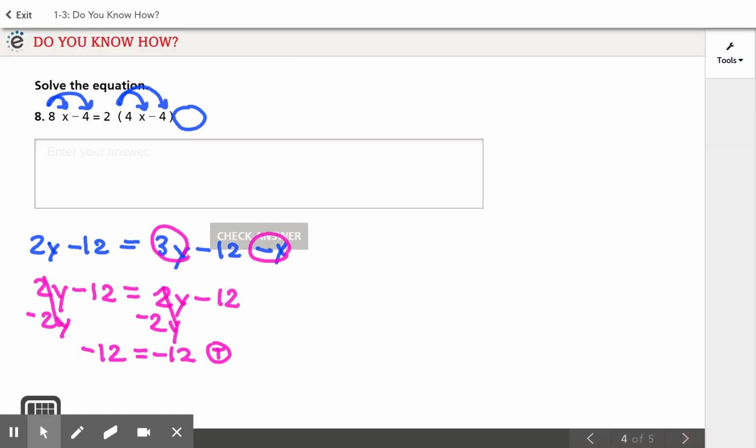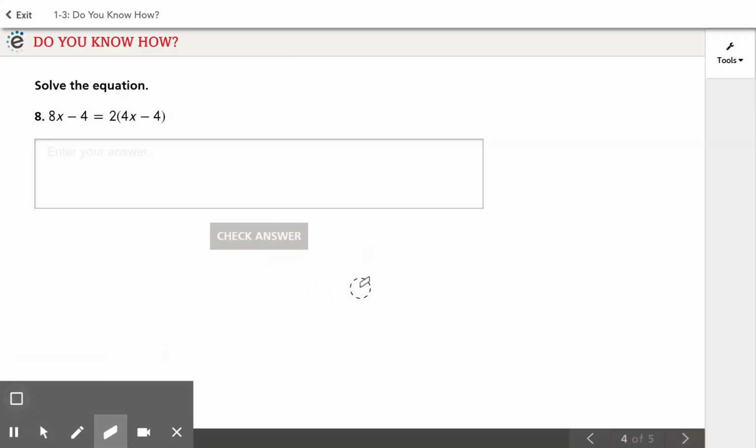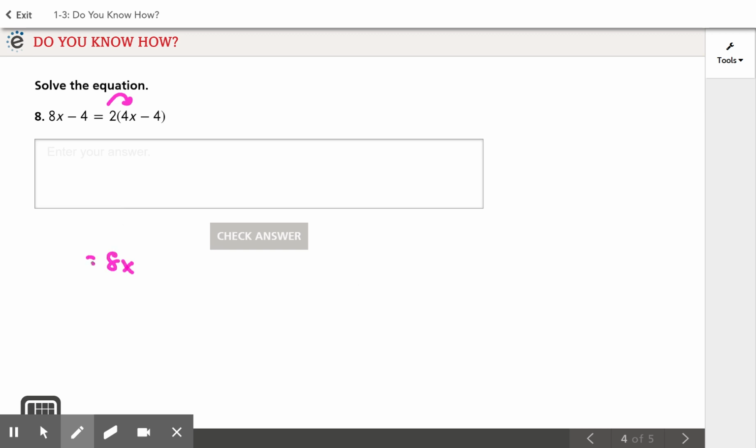Now, lastly, we have 8x minus 4. You have to multiply. So 2 times 4x gets us 8x. We don't have to do anything to the left because there is no distribution. 2 times negative 4 is minus 8. So minus 8x. Please do not forget that x.